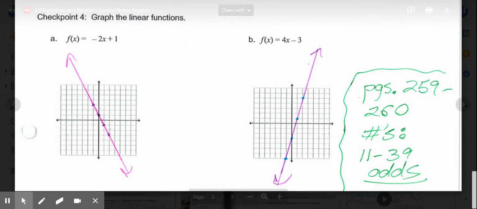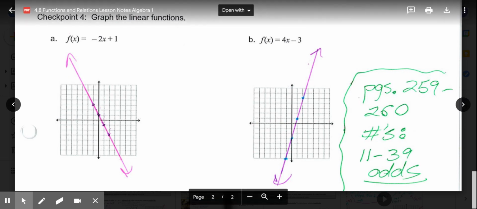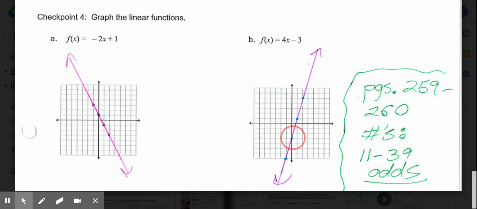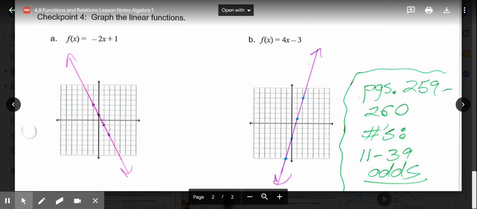And lastly, example B, f of x equals 4x minus 3. So our y-intercept is at negative 3, so over 0, down 3, there's our y-intercept. From that point, we follow our slope, which is 4, or 4 over 1. So we go up 4, right 1. There's our next point. From there, up 4, right 1. There's your next point. And you can draw your line.